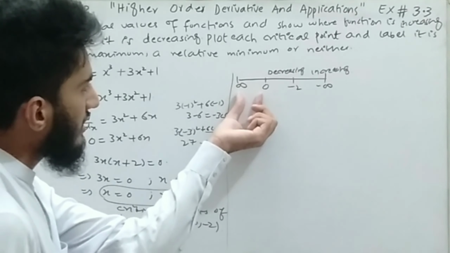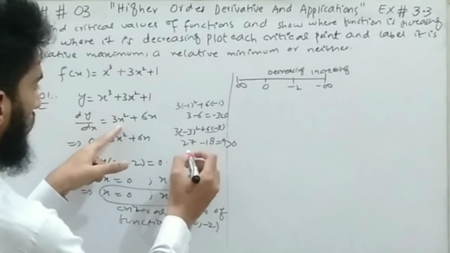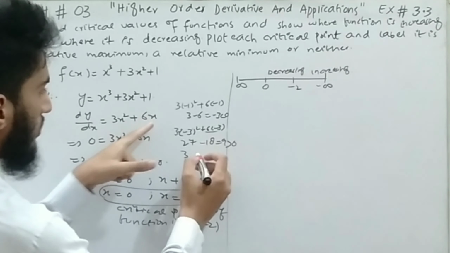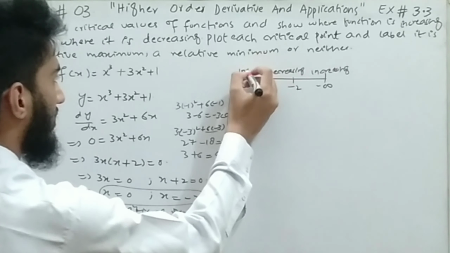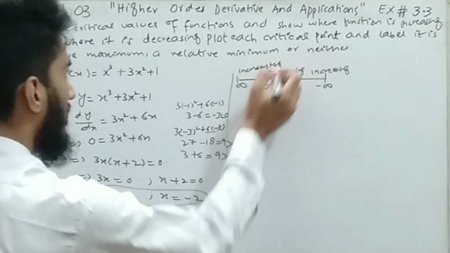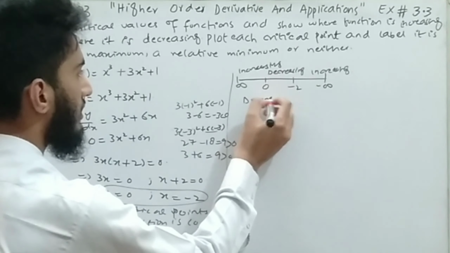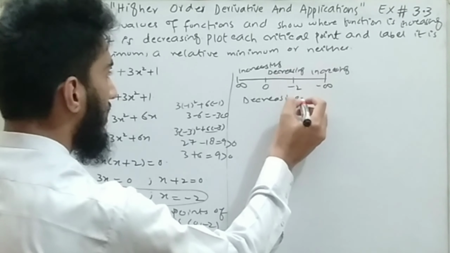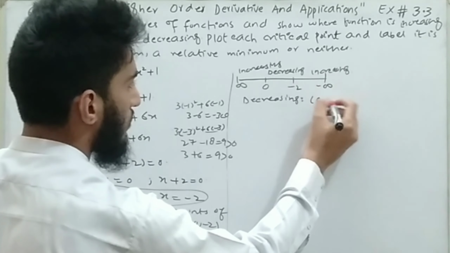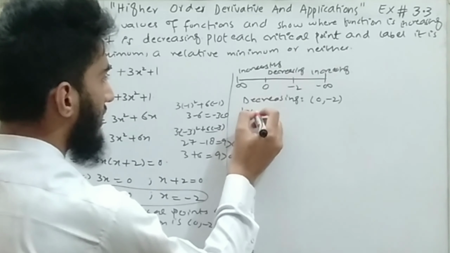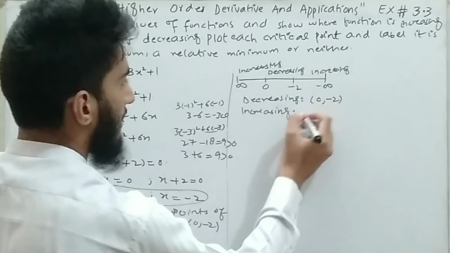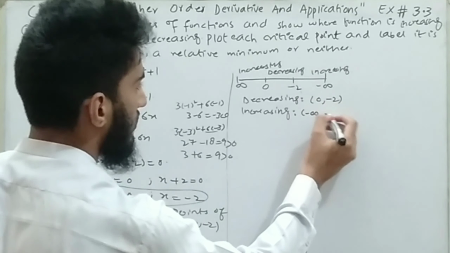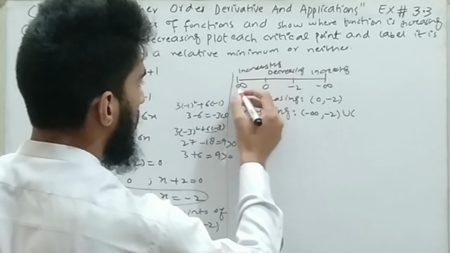Now if I take 1 in this interval, it becomes 3 into 1 square, which gives us 3, and if I put 1 in 6x, it gives us 6. So the result is 9, which is greater than 0. It means the function is also increasing in this interval. So we can write that the decreasing interval is minus 2 to 0, and the increasing interval is from minus infinity to minus 2, union 0 to infinity.